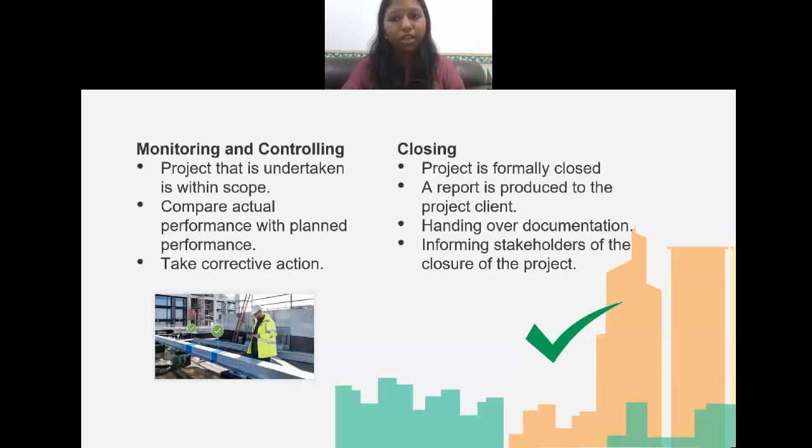Last is closing. The project is formally closed. That means the construction is done. A report is produced for the project client, handing over documentation, informing stakeholders of the closure of the project.